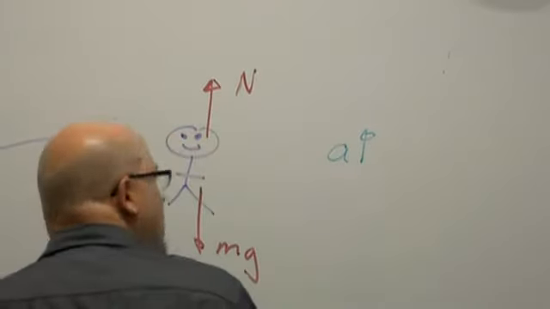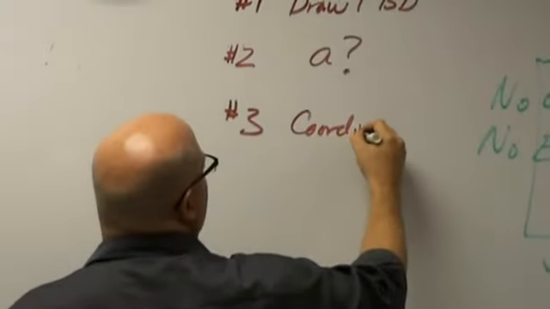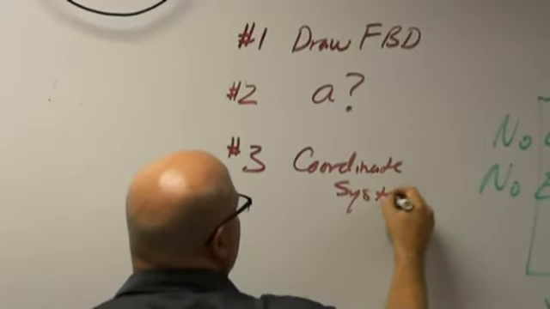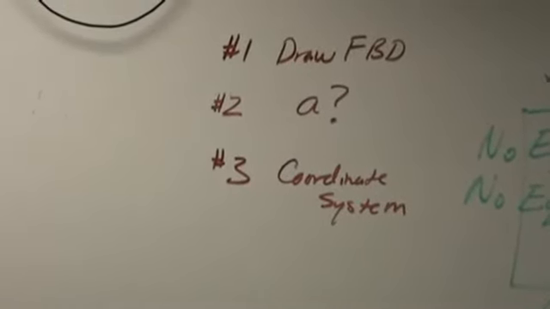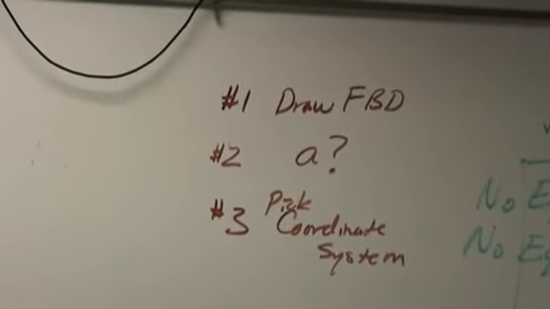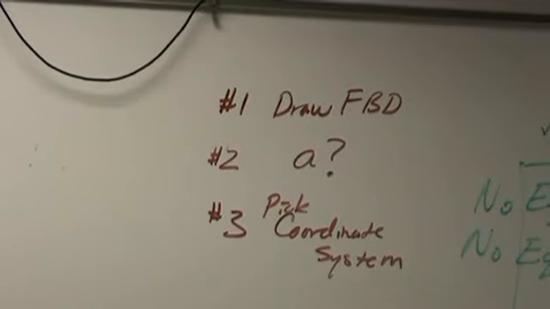Okay? Step number 3. Coordinate system. You need to pick your coordinate system. Which way do you want to have your coordinate system? First of all, is this a one-dimensional or two-dimensional problem? One-dimensional, because we're only doing this up or down, right? So which way do you want to be positive? Up. I'd pick up. So I'm going to call this positive up.